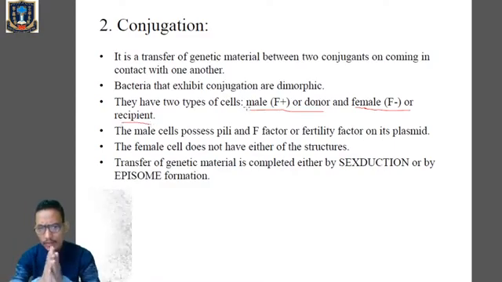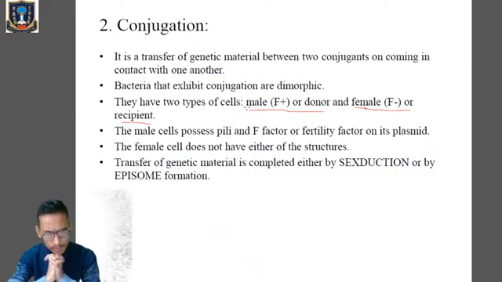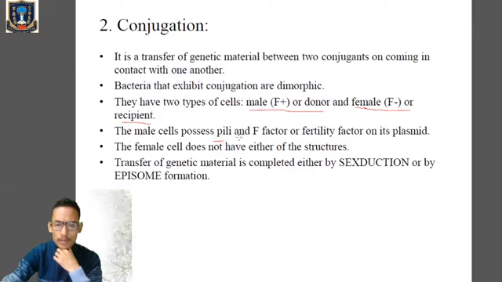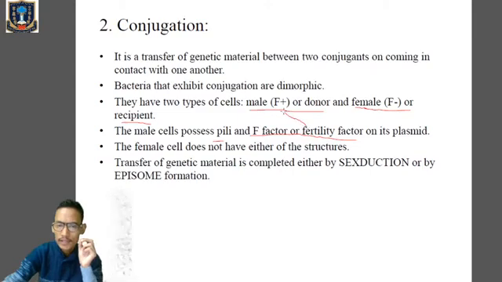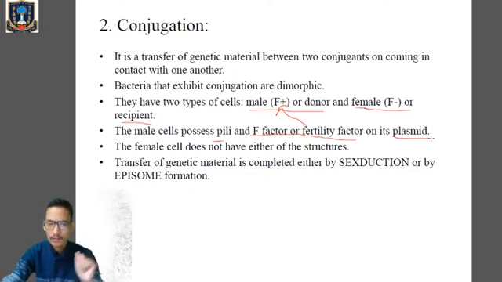Okay, so those bacteria that exhibit conjugation are dimorphic. Di means two, morphic means form. There are two forms, male form and female form. Okay, so male also called F plus or donor and the female known as F minus or recipient. So afterwards we will talk about why they are known as F plus, why they are known as F minus. Clear? So the male cells also possess pili, and they have got F factor or fertility factor. So due to the presence of fertility factor, they are also known as F plus. Clear? And what is the F factor? It is the extra chromosomal circular DNA molecule present in bacterial cells. Okay, this we have discussed already in our previous classes.